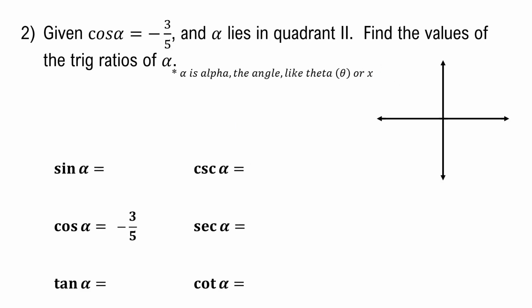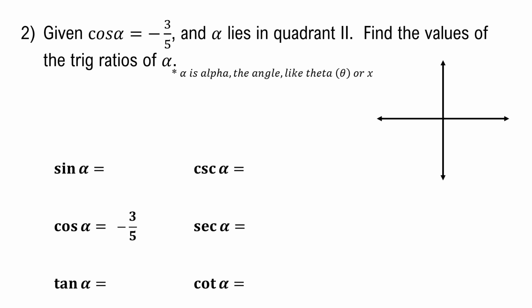Okay, in example 2, we have cosine of alpha is -3/5, and alpha lies in quadrant 2. Again, find the values of the trig ratios of alpha. Now you'll notice I have each of my trig ratios listed, and they already gave me cosine. I'm going to go ahead and write it. You can also, before you do anything else, determine the reciprocal. Secant would be -5/3.